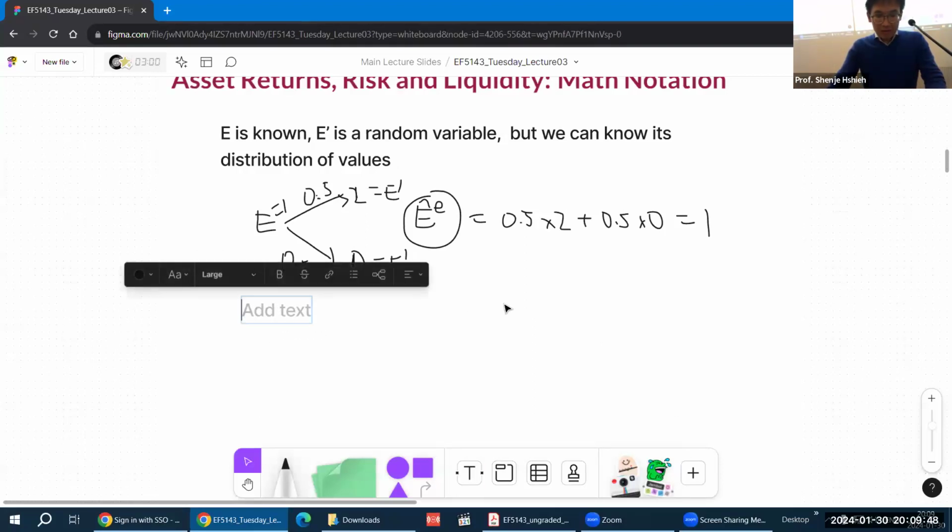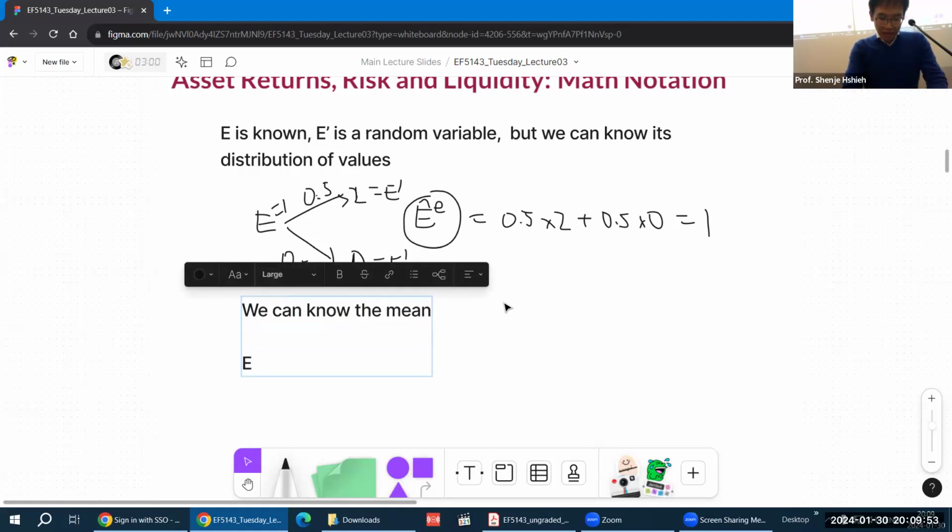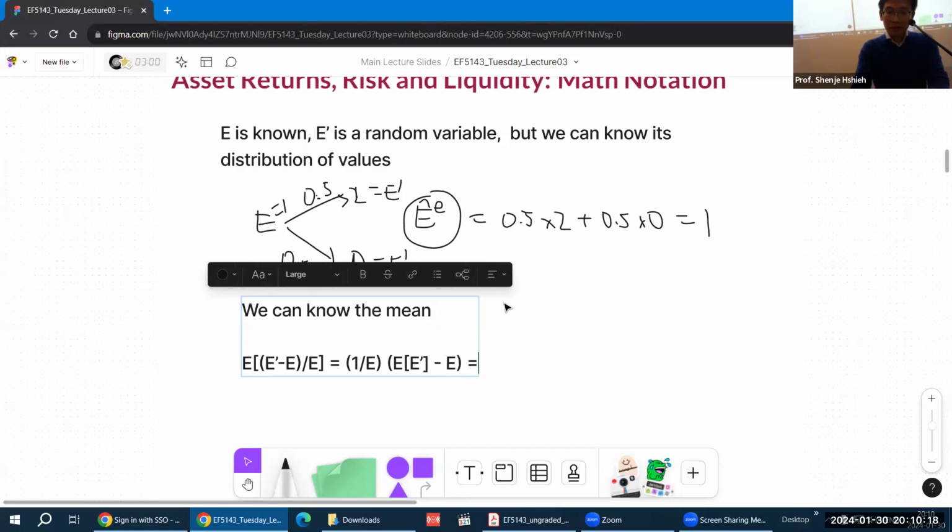All right. So we can know the mean, right? And so given our expected returns model, if we just take the expected value of E prime minus E over E, then we can factor out the constant E, right? Multiplied by E prime minus E. That will give us E hat E minus E over E.